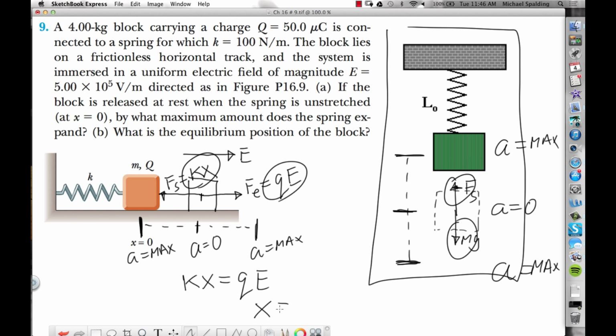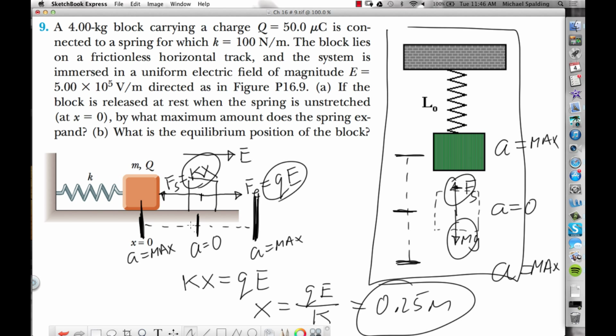So x is going to be QE over k. Plug the numbers in and you get 0.25, which happens to be half. What was our first answer? The first answer was 0.5. So notice that this answer is directly in the middle. You might want to watch this video at home. Watch it again. Show your friends.